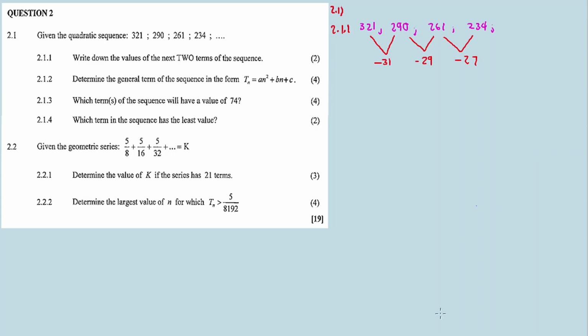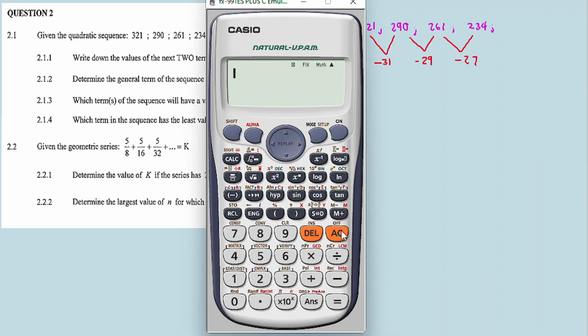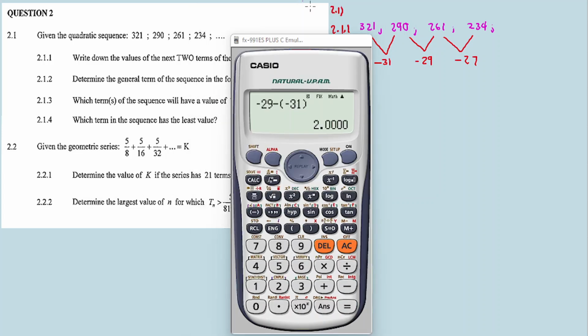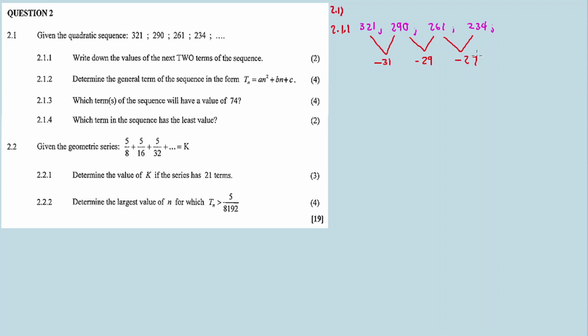difference is over common, yes. So we are going to say minus 29 subtract minus 31. It should give us 2. So it means now you subtract minus 27 and minus 29, you get 2. So we have a common difference of 2.